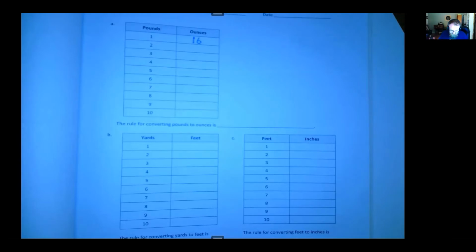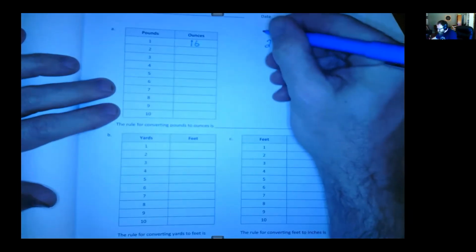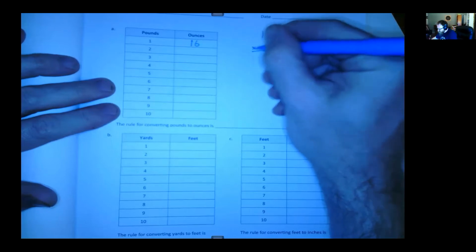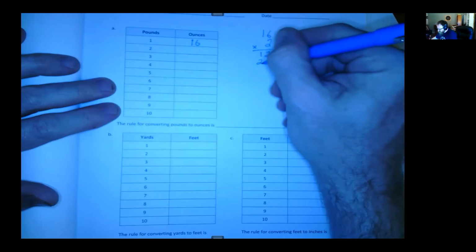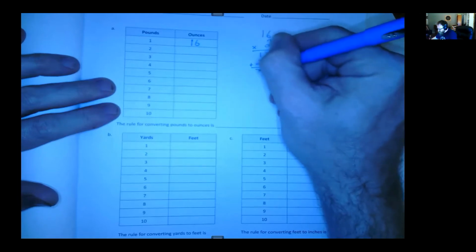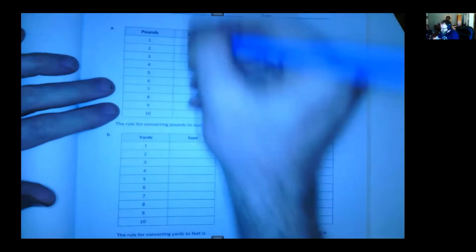So if we know that there are 16 ounces in 1 pound, you can find the amount of ounces in 2 pounds by doing what? Multiplying. 16 ounces in 1 pound, there's going to be 32 ounces in 2 pounds, because 2 times 16 equals 32.